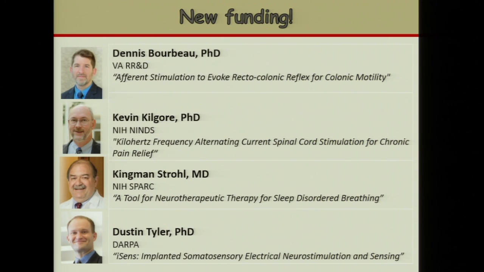We've had many new awards in the past year. We're just highlighting four of them here. Dennis Bourbeau received funding from the VA. Kevin Kilgore from NIH and INDS. Kingman Stroll from SPARC, an NIH initiative focused on these autonomic functions. So that's a nice foray for us. And Dustin Tyler received quite a large award from DARPA to restore sensation in people with amputations. So congratulations to all of you. It's a sprinkling of the awards over the last year.